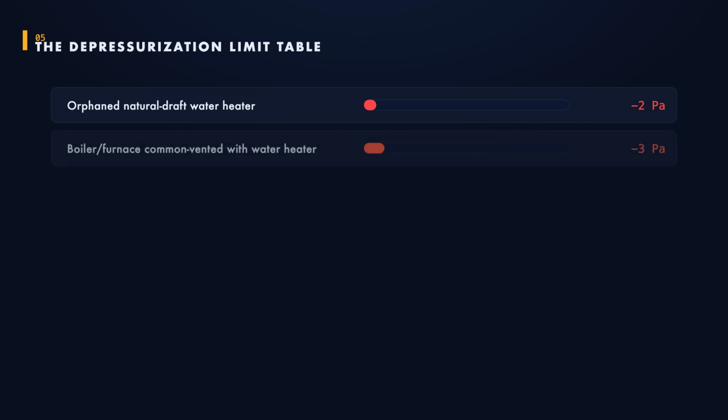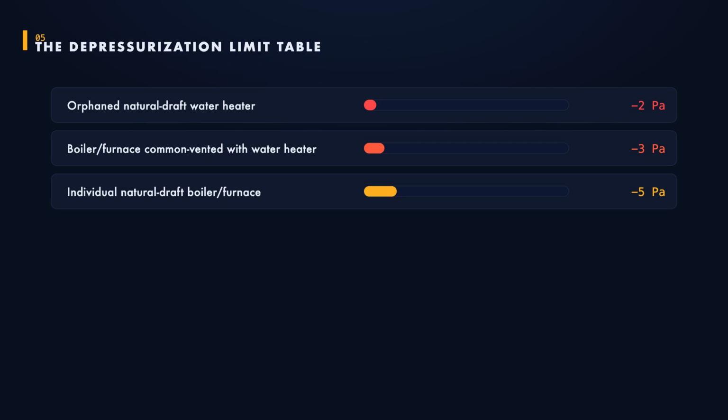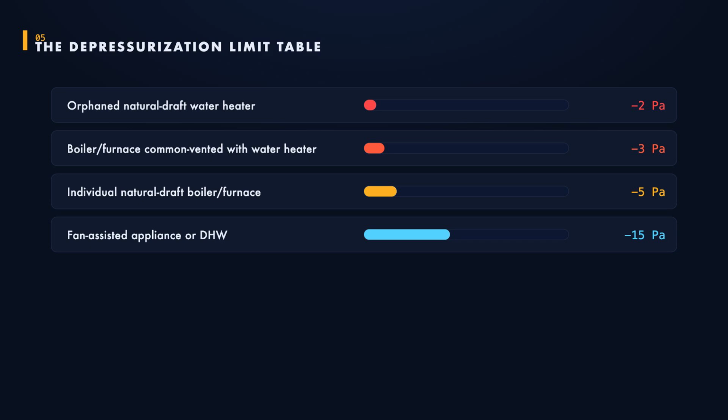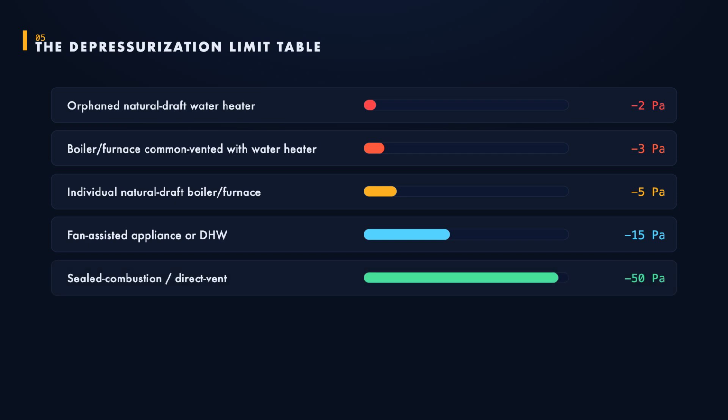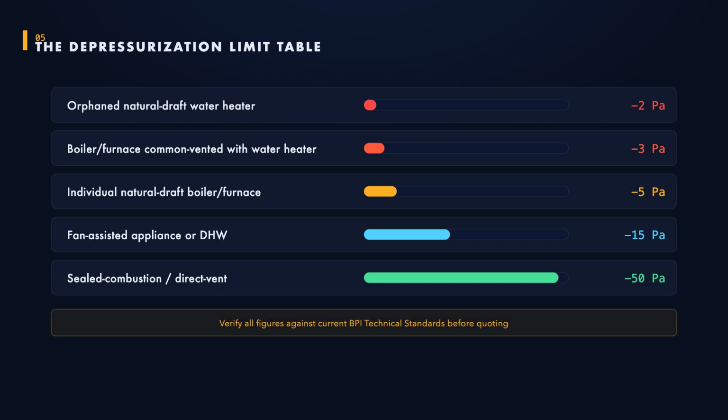Every appliance has a depressurization limit. Cross it and you can no longer trust the draft. Verify these against the current BPI standards before you quote them. An orphan water heater fails at about -2 pascals. A boiler furnace common vented with the water heater, -3. An individual natural draft boiler furnace, -5. A fan-assisted appliance holds to about -15. A sealed or direct vent unit, -50. Weakest draft, tightest limit. Order matters.